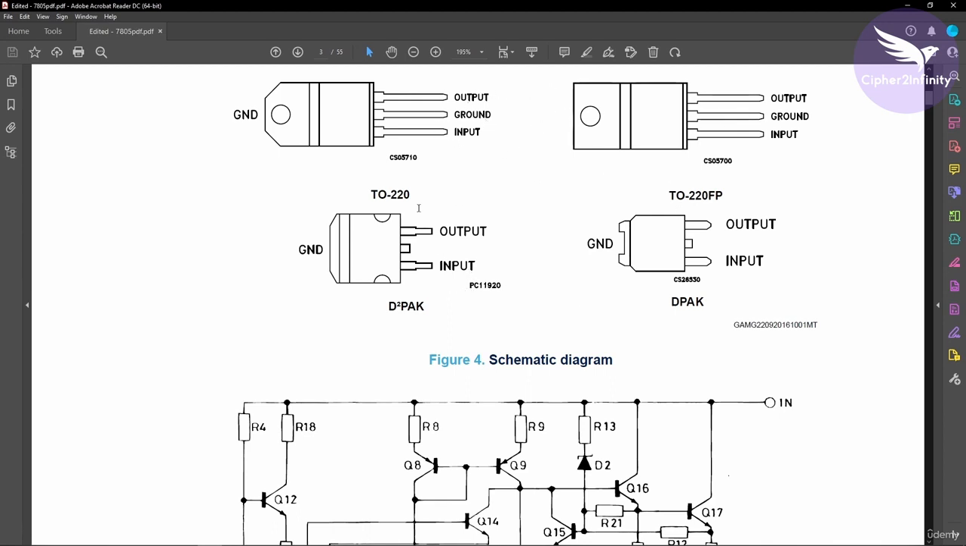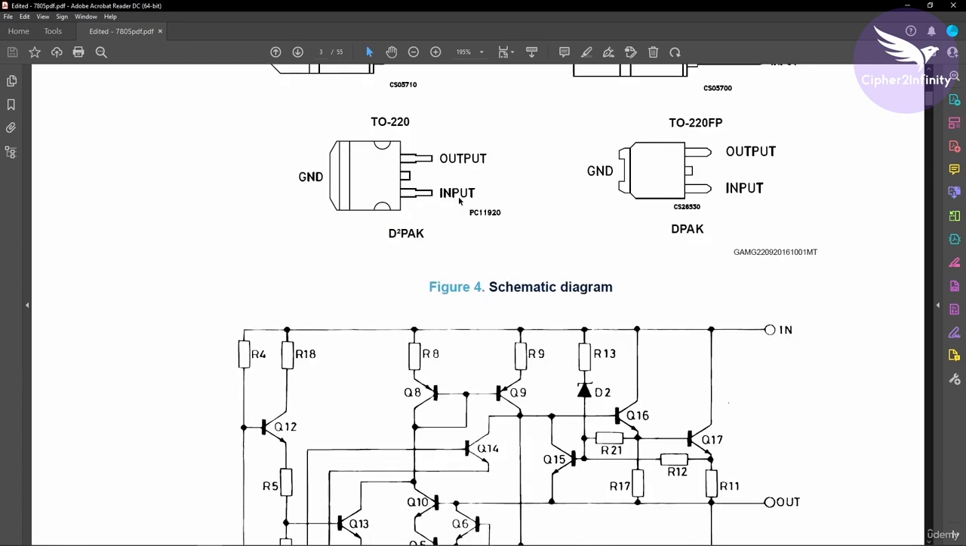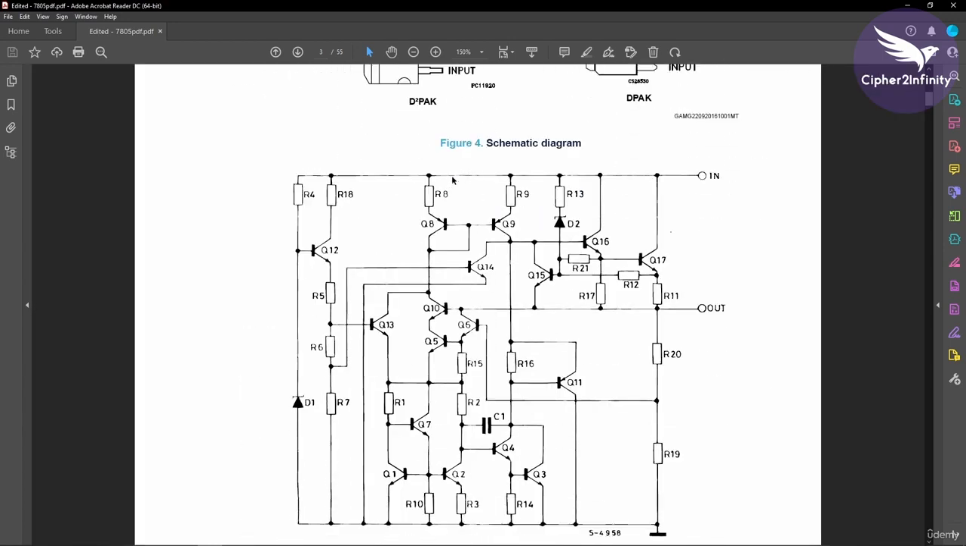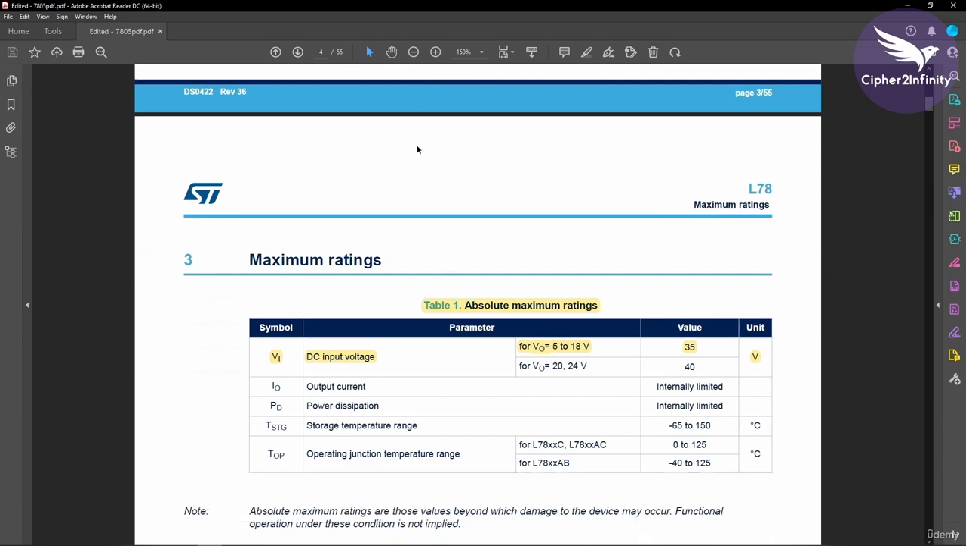In the case of these SMD packages, we generally connect this tab and this tab to a bigger ground plane in order to distribute the heat on the PCB. So this tab is for that purpose, heat distribution on the PCB. Now let's go ahead, and the schematic diagram is not that important, so let's go ahead.